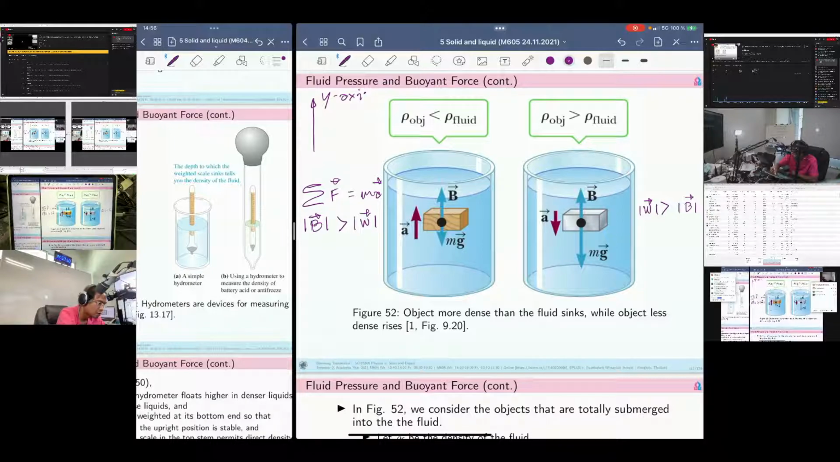If you really want the acceleration, you just move m to the left-hand side, and you get the amount of acceleration. That's the result from the second law by Newton.